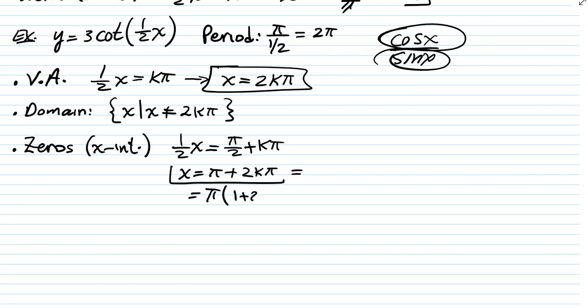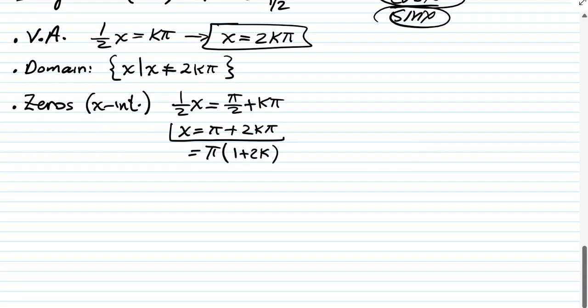You get 1 plus 2k, which is, these are odd numbers, right? 2k plus 1 is odd. So you get odd multiples of pi. So it's going to be pi, 3 pi, 5 pi, 7 pi, and so on. Those are the zeros.